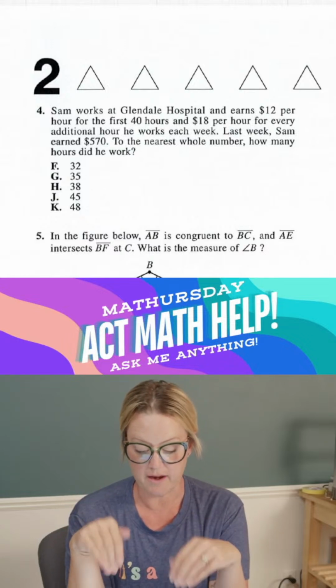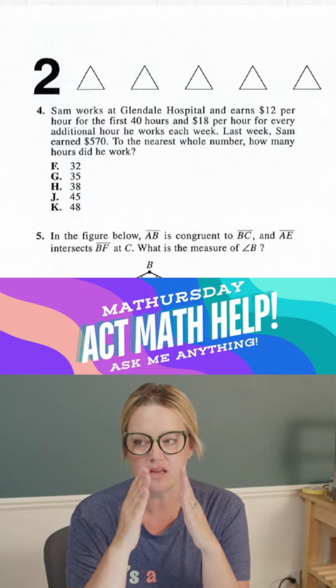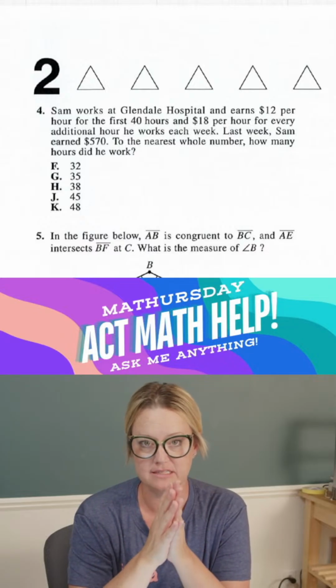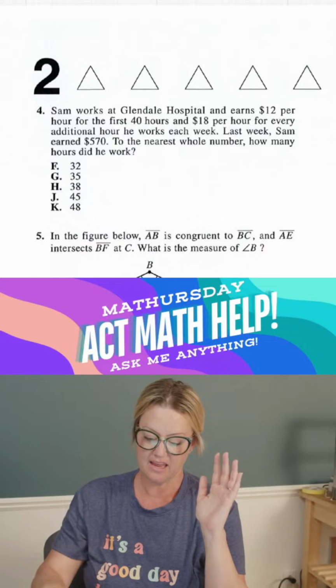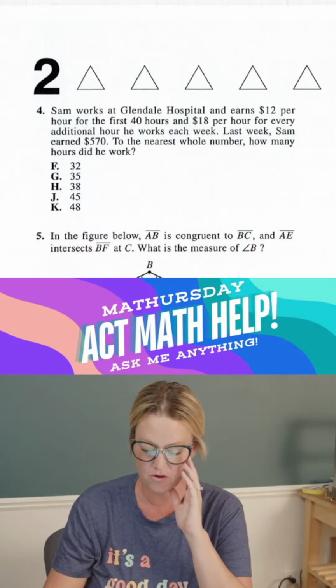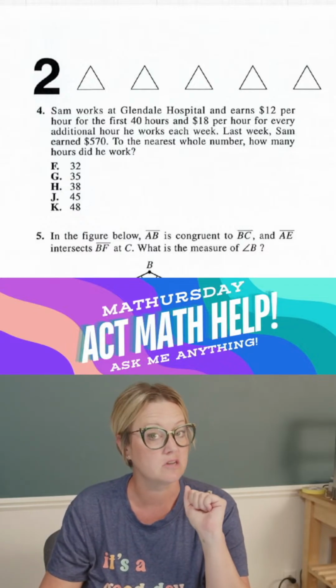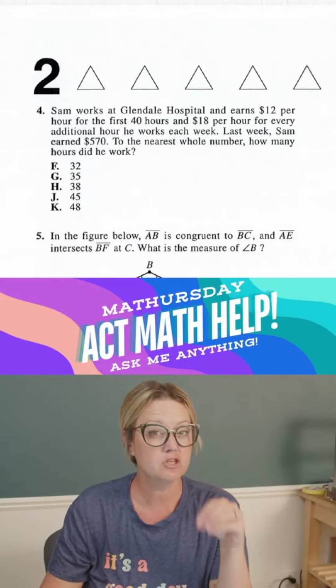So this one, you could solve both ways, but when you start looking at it and you go, I'm not even sure where to start, right?